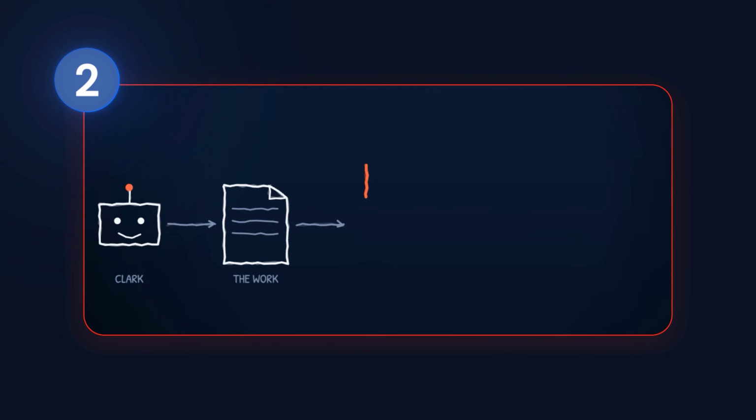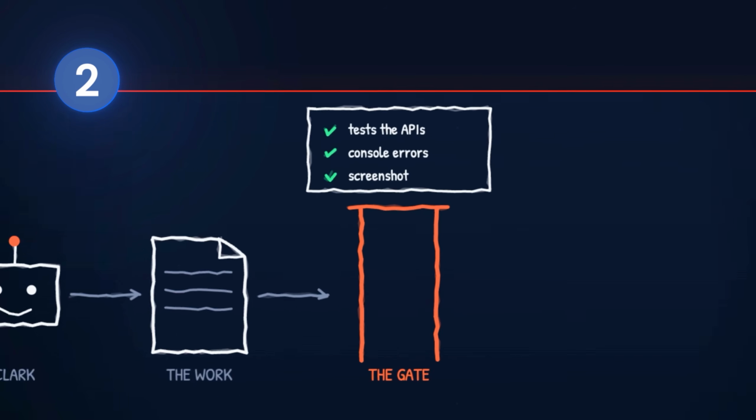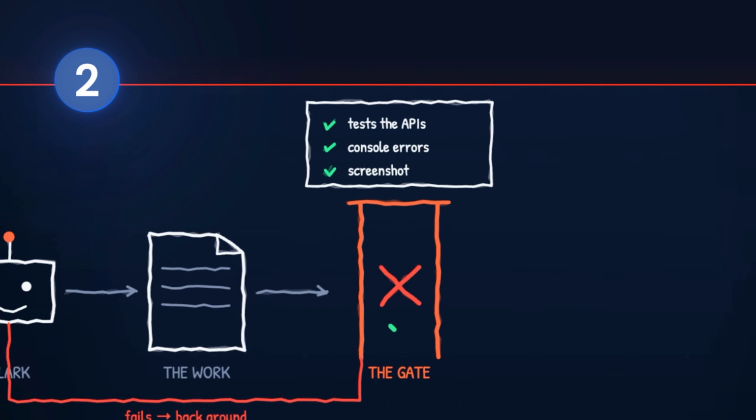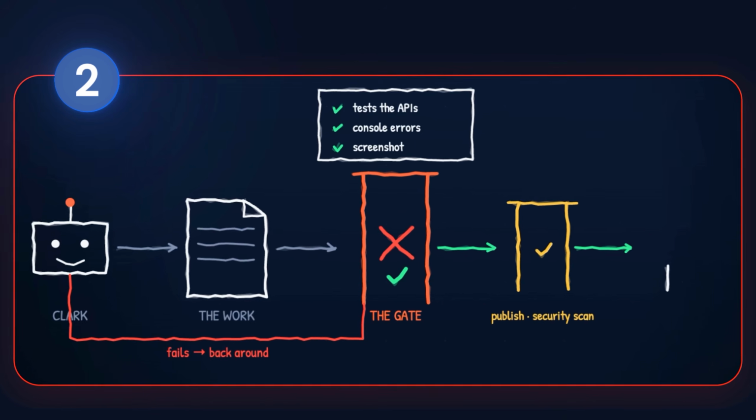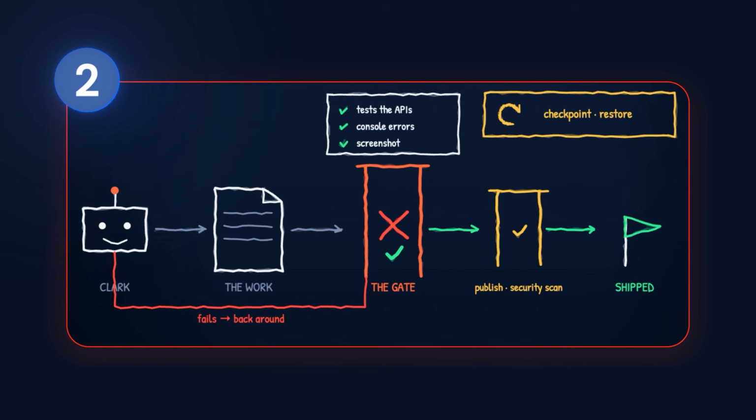The second thing to watch is what happens after the code exists. The agent tests the API it creates, checks runtime and console errors, and confirms the interface rendered correctly. So it builds, tests, fixes what failed, and goes around again. That is the build loop.